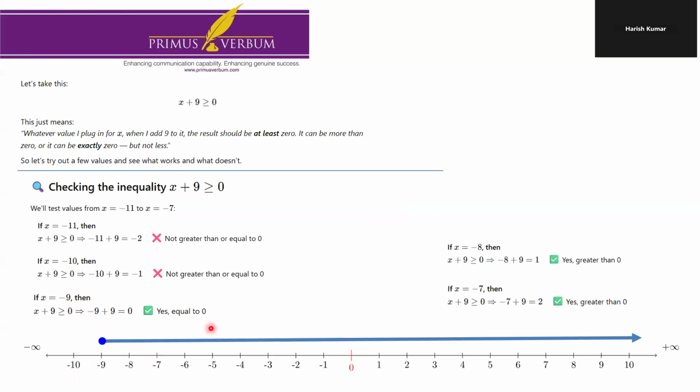And how will we depict this on a number line? We depict it in this fashion with a shaded circle right above minus 9. The shaded circle means that minus 9 is also a solution. It is also included. And starting from minus 9, it goes right up to plus infinity.